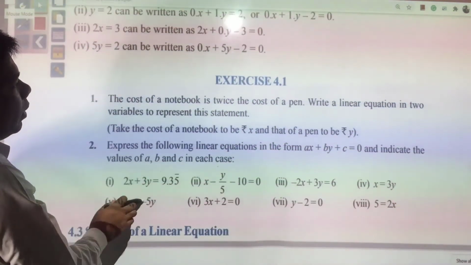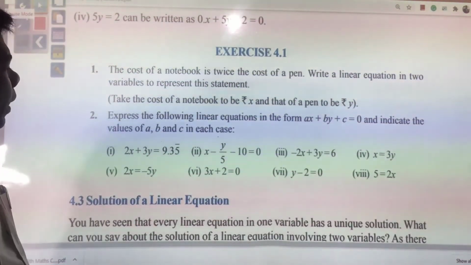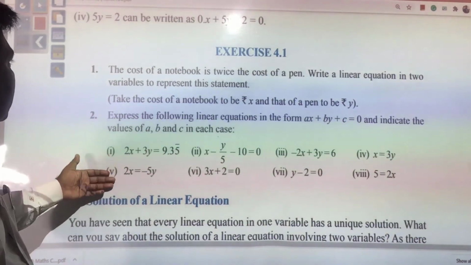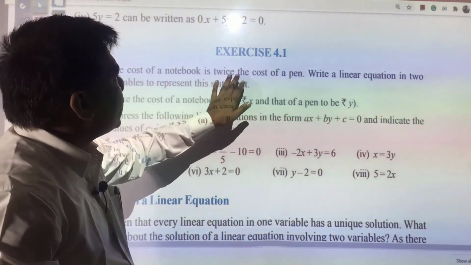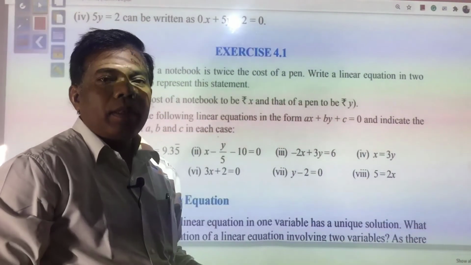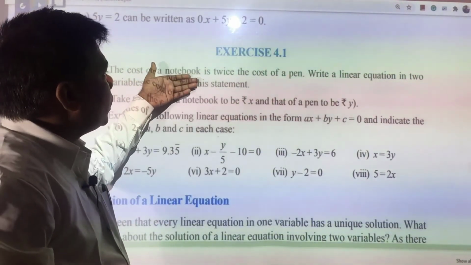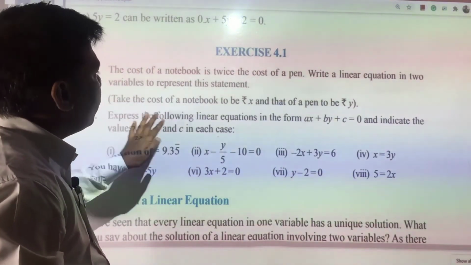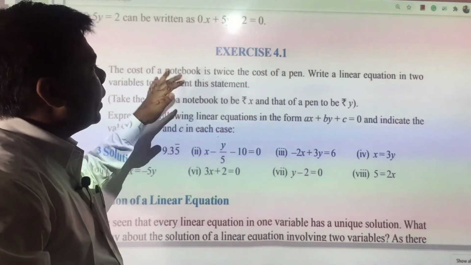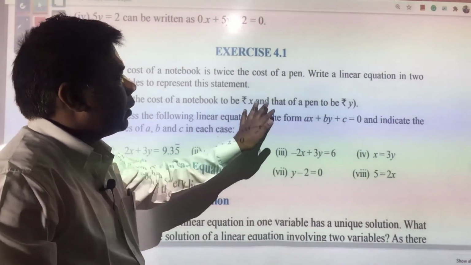So, now you have exercise 4.1. I hope you will be able to do it, but just see: the cost of a notebook is twice the cost of a pen. You need to understand the question properly and assume x and y as variable terms, and you should be able to find the equation.